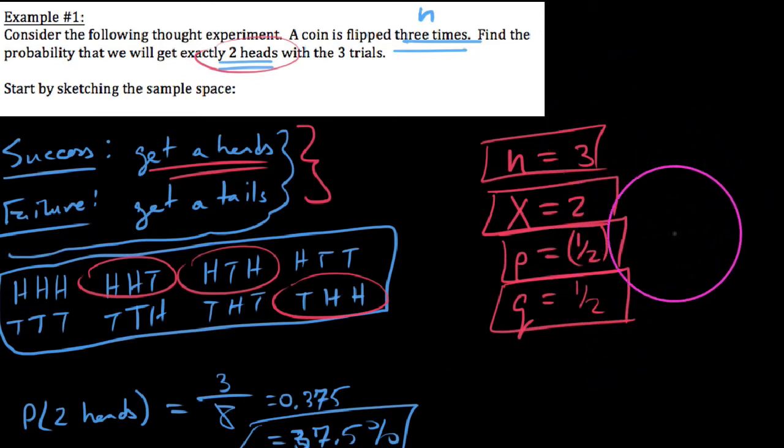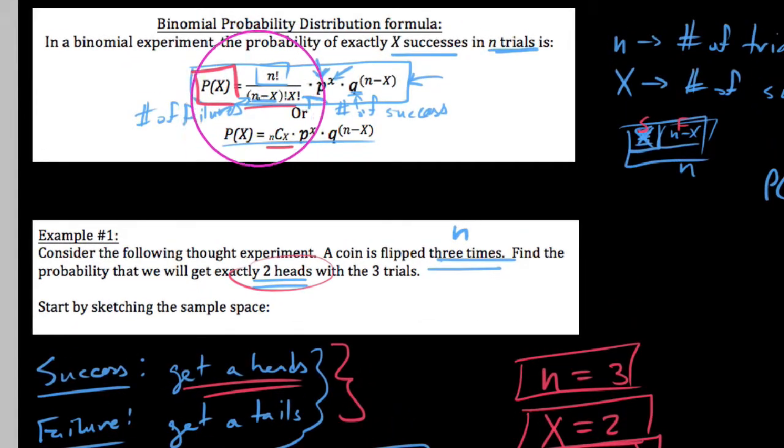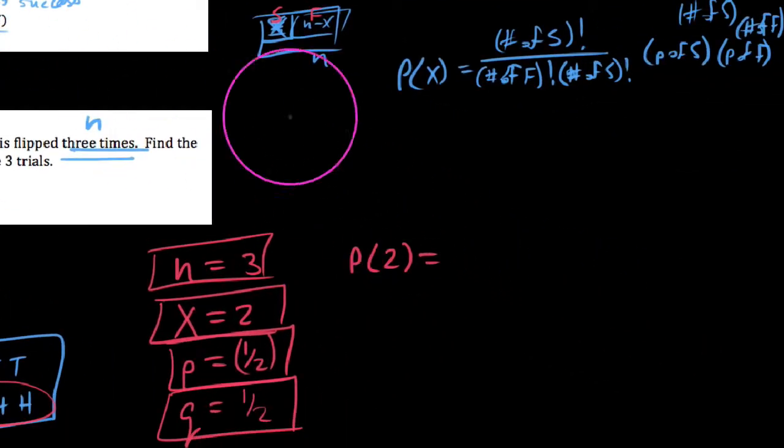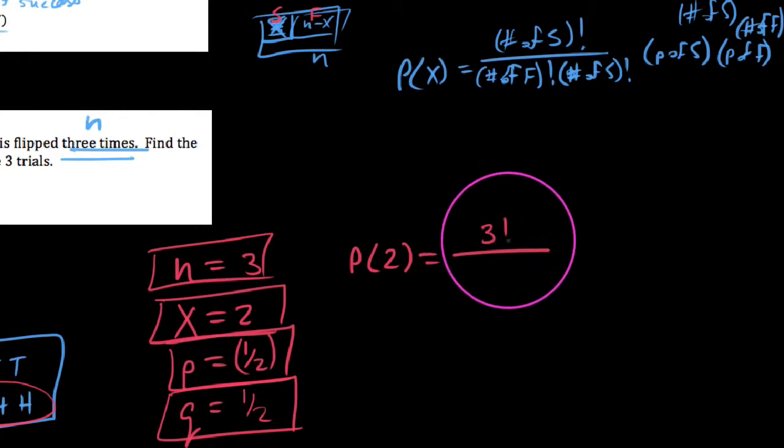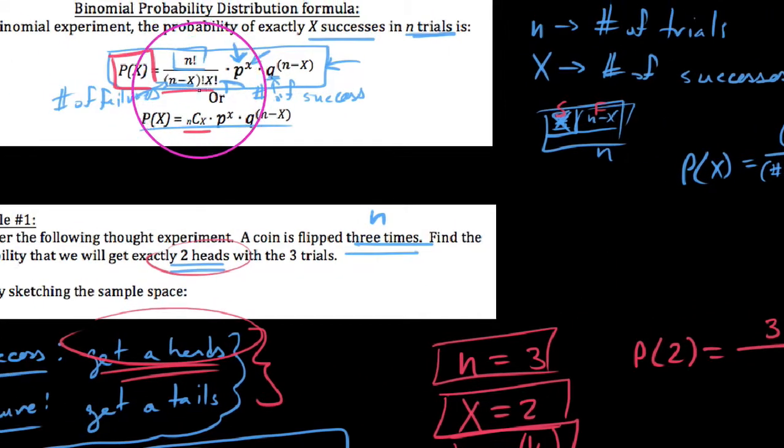But now that I know these 4 things, let's write out the probability we want to find. Starting with this, we say probability of x, where x was the number of successes. The thing we're trying to find is the probability of 2 successes, in this case, 2 heads. Let's write out what we know about this formula. Our first expression here is this messy one. How many total trials are we doing? We say 3 trials. Then n minus x factorial times x factorial.